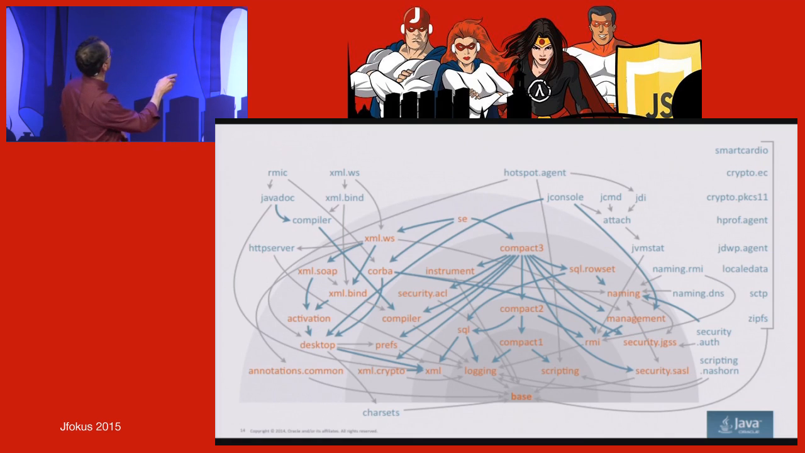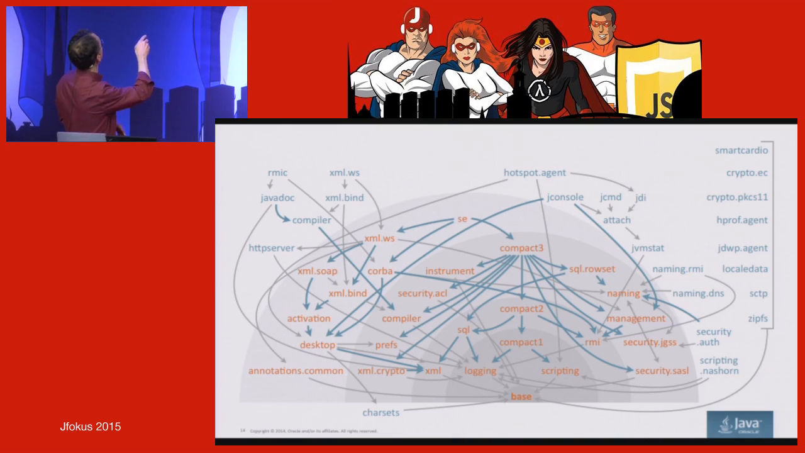So we've got Compact 1, base, logging and scripting. Compact 2 adds XML parsing, the DOM SACs, and streaming APIs. Basic JDBC support, remote method invocation. Compact 3, you get some more, you get XML crypto, prefs, compiler, some security stuff, instrumentation, more SQL, and some other security things.